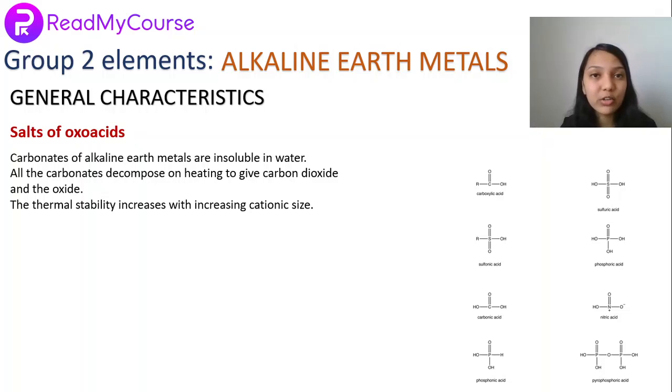to form carbon dioxide and the respective oxide. The same thing we discussed in case of alkali metals as well. And the thermal stability increases with the increase in cationic size. So the thermal stability of the oxo acid salts of these alkaline earth metals increases as we go down the group, that is, when the cationic size increases.